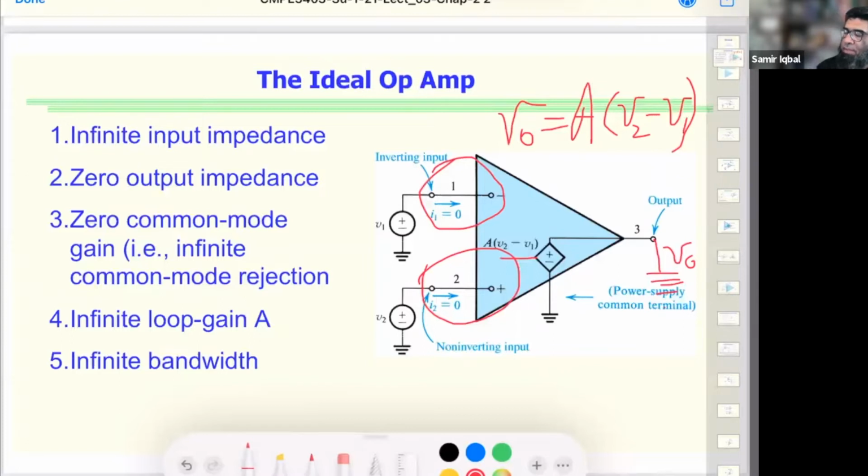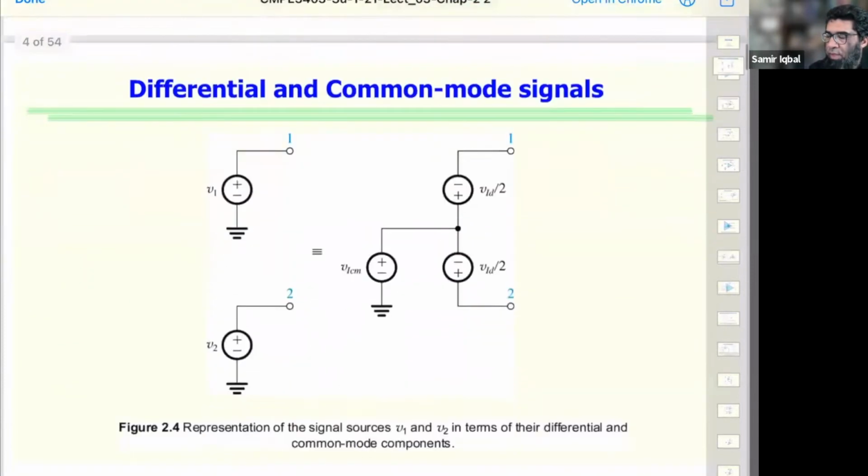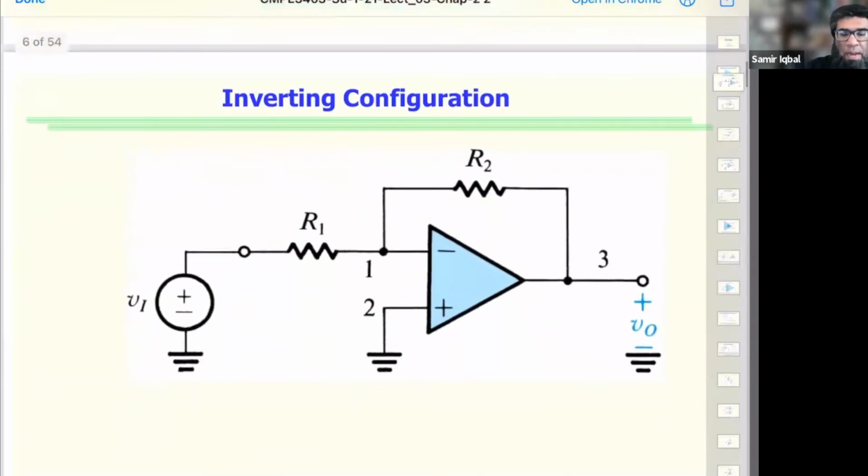Now, this is what you can call open loop, right? The inputs are independent of each other, and the output is the gain times the difference of those. But that's not how we use it. That's not what is beneficial for us. We use it in ways where we use some feedback resistances. And this is the configuration we call the inverting configuration, because the input signal is fed through terminal 1, the inverting input.